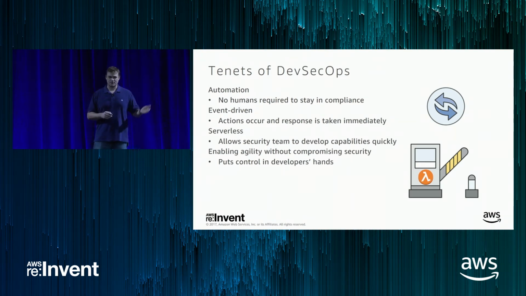I want actions to occur and immediately be able to take some other remediation step or alert out of that action. It has to be serverless, which I've already mentioned. If you can't tell, I'm a huge fan of serverless. Enabling agility without compromising security. Again, put control in the developer's hands and let them do what they do best, and that's build. Do that in a way that they learn. If they make a mistake, they learn from it, but we are not the reason in the bottleneck for their app to not get deployed.